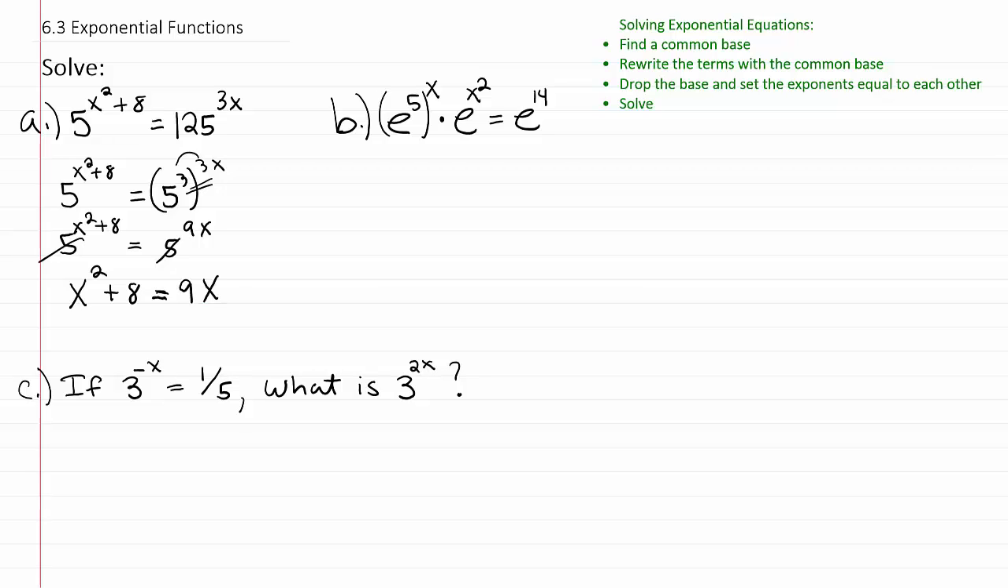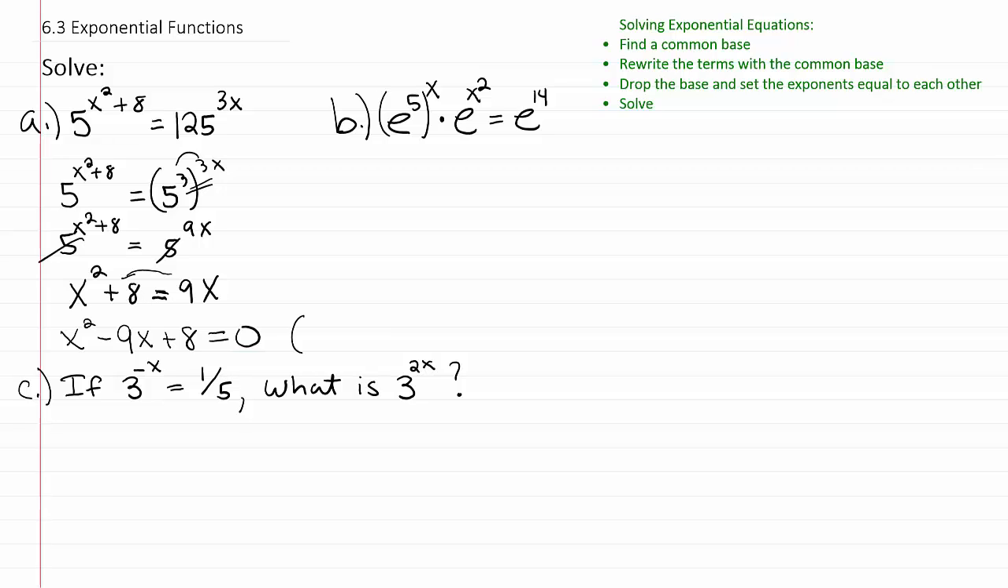Now, from there, that's quadratic in nature, so that equation can be solved by moving the 9x to the other side, and you'll end up with x squared. If I move this over, it'll become negative 9x plus 8 is equal to 0. And then we'll be looking for what? Factors of 8 that add to 9.